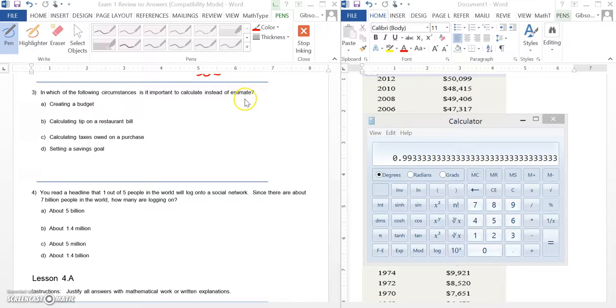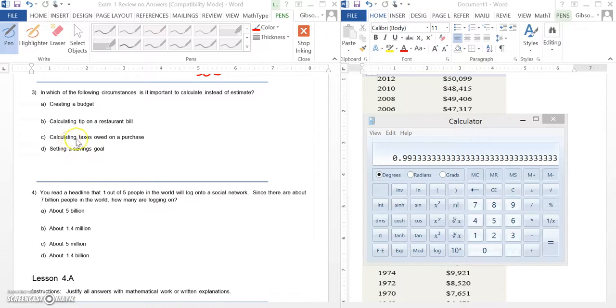Creating a budget. If you estimate a little bit, basically, if you reach that estimation, you will be very close to your budget. So that really wouldn't harm you too much. But then we come to B, calculating tip on a restaurant bill. If you estimate the tip, you may go a little lower, a little higher, but it still wouldn't hurt you that much.